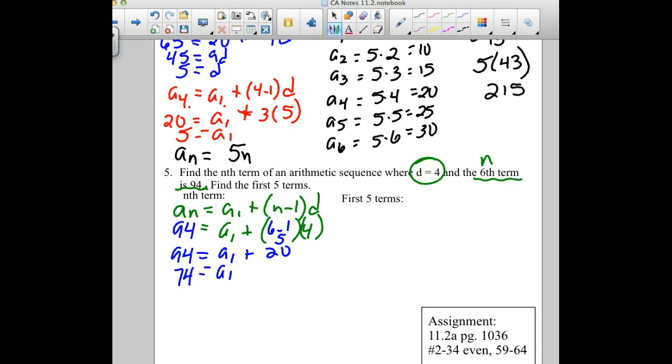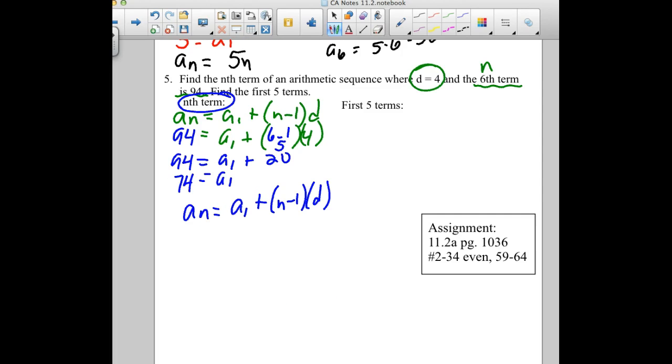Yes? Okay, so we want a rule for the nth term. A sub n equals first term plus n minus 1 times d. Plug in what we know. First term we just found out is 74. We were told our common difference is a 4. What am I going to get when I simplify that down?